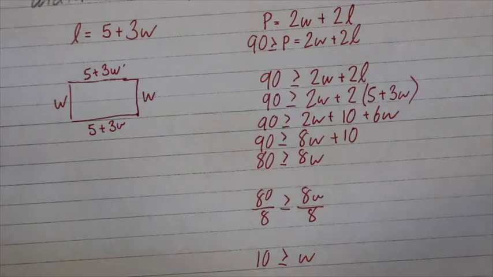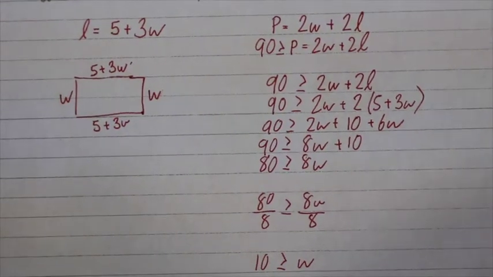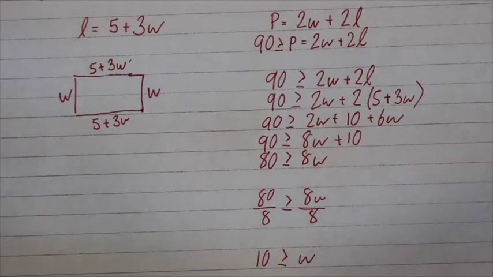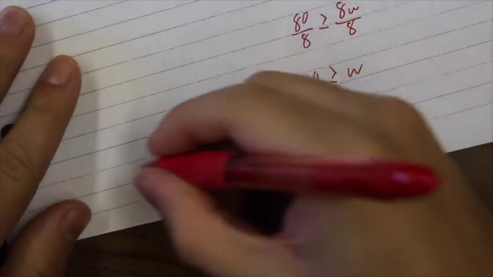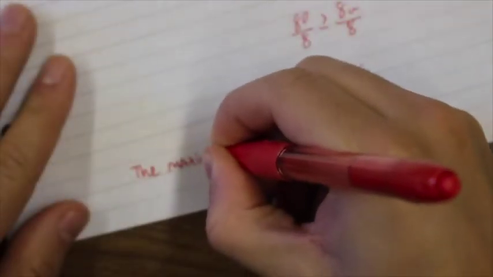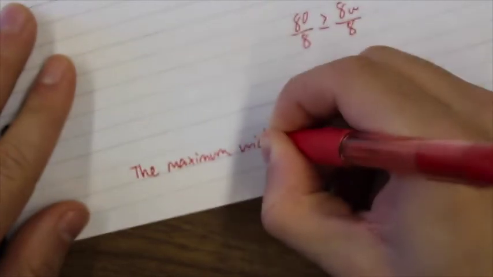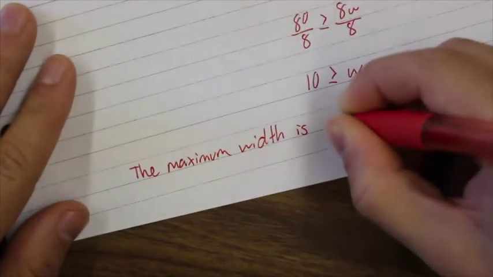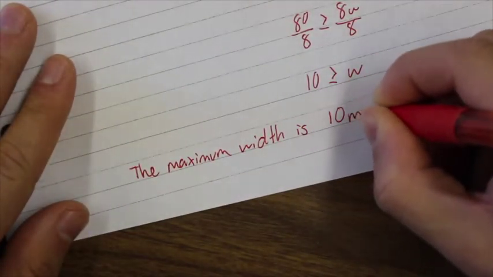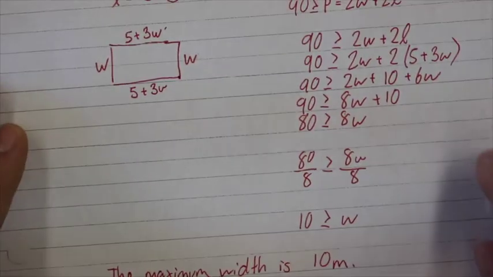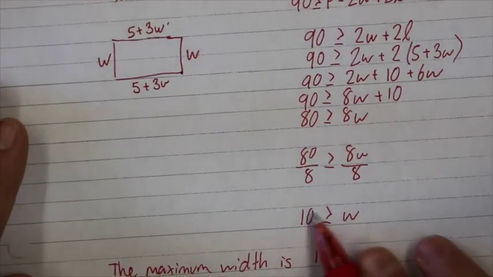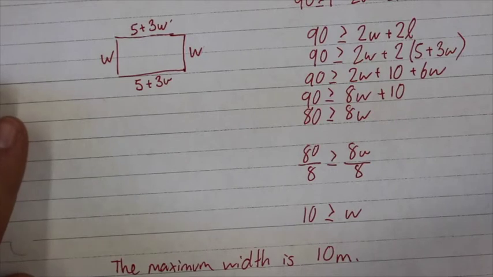So the question asks, what is the maximum width this could be? Well, clearly the maximum width that it could be is 10. So we have to answer the question: the maximum width is 10 meters. That is the largest number that would satisfy this inequality.